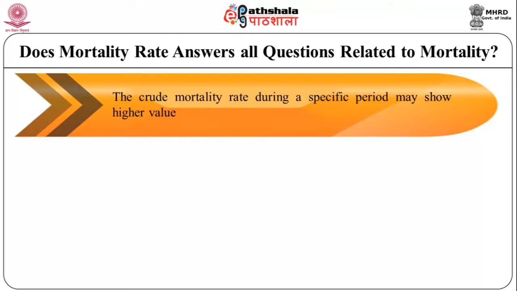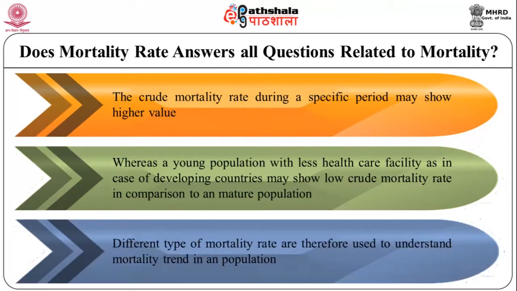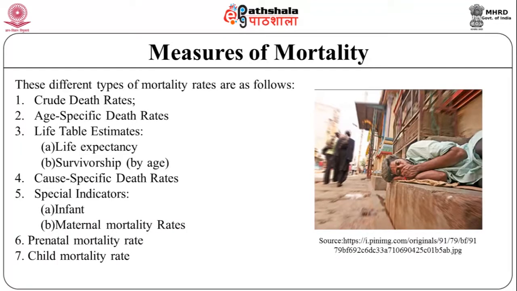whereas a young population with less healthcare facility, as in the case of developing countries, may show a low crude mortality rate in comparison to a mature population. Therefore, different types of mortality rate are used to understand mortality trend in a population. Now let us see the different measures of mortality.